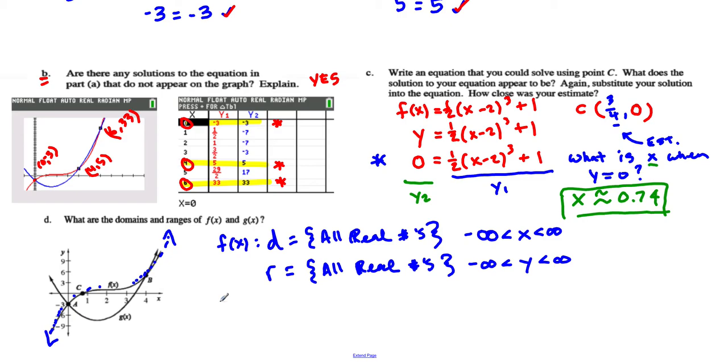Now let's talk about g of x real quick here, and then we'll be finished. Domain for g of x. Well, g of x is a parabola here, and notice it comes down here, and it goes up like this. But it's going outward to the left forever, and it's going outward to the right forever, and there's no breaks in it. So once again, we're going to have all real numbers.